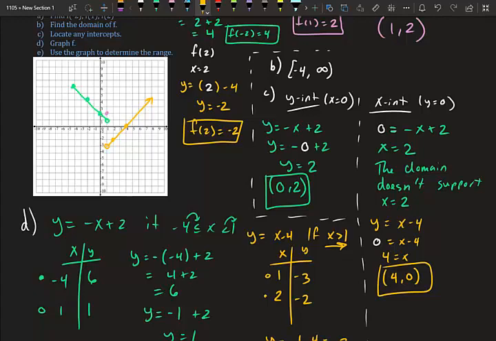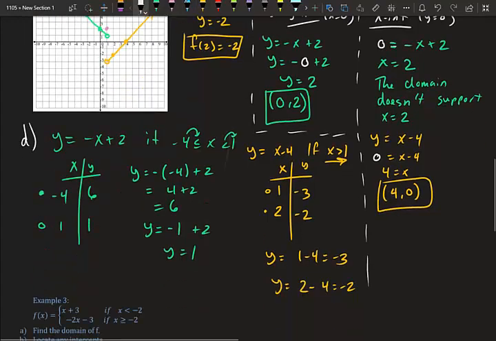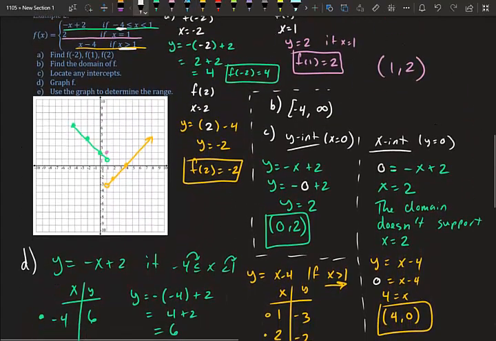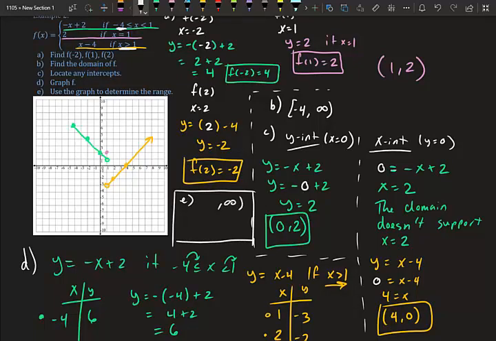Alright, so the range, since it's pointing up, I'm going to do the range out of space. I'm going to do it right here. So part E, since it's pointing up, you're positive, and it starts at negative 3, since it's an open circle, parentheses.